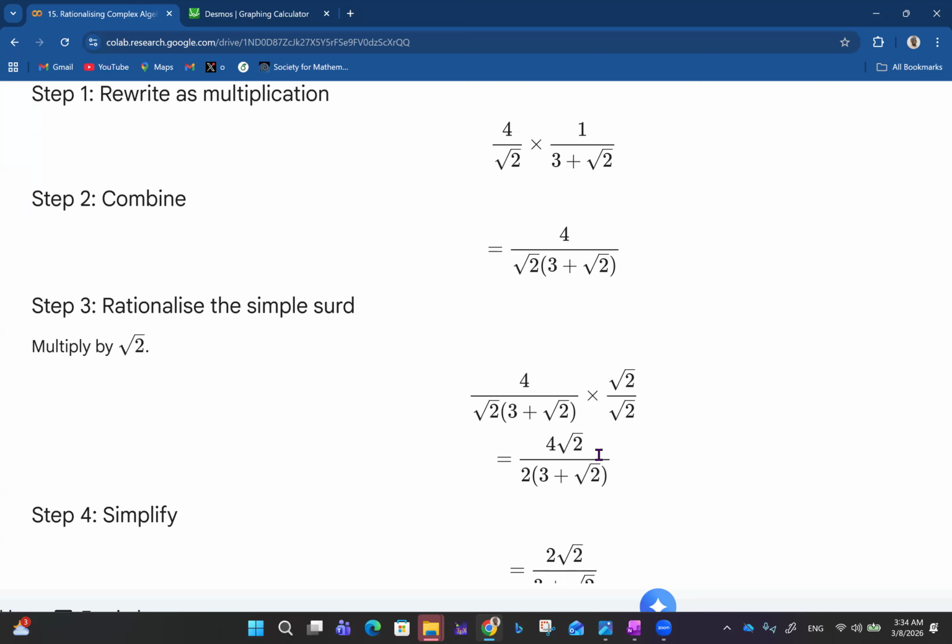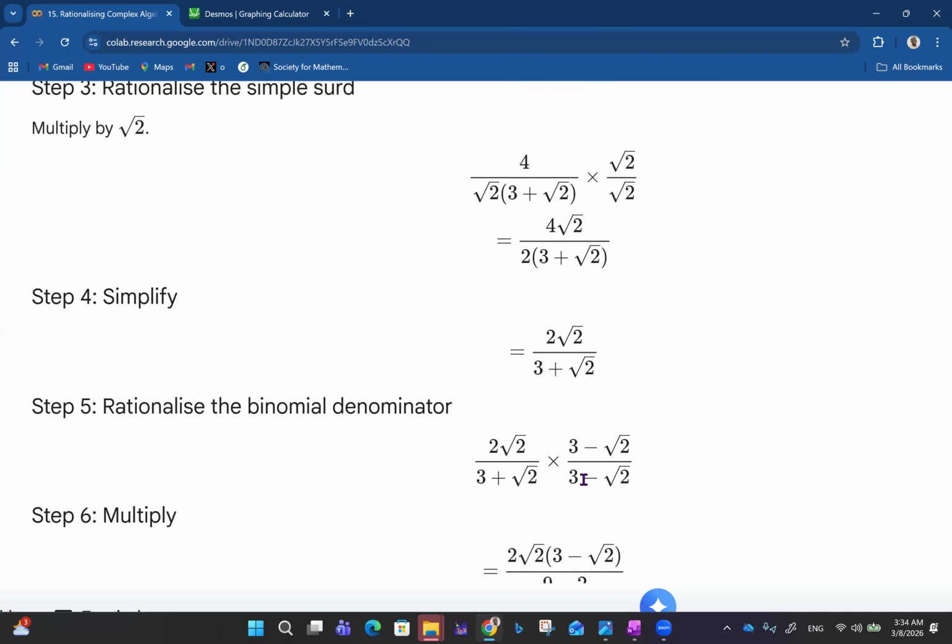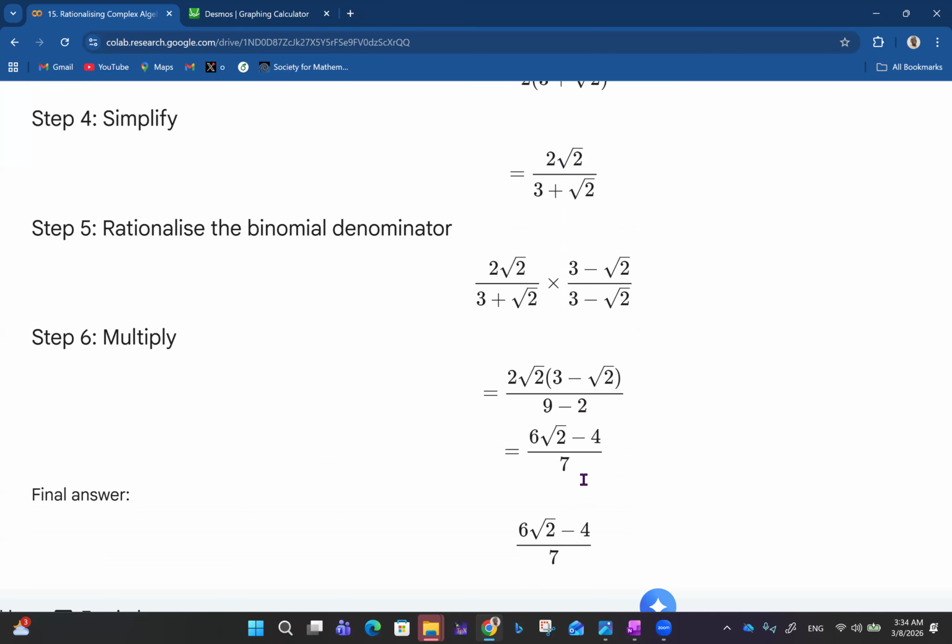And what do you do? 2 goes here, 2 goes here, 2 goes into 4 twice. So you have 2 root 2 all over, this 2 is gone then. So you have 2 root 2 over 3 plus root 2. Now you have an expression that is a binomial. That means you have 3 plus root 2.